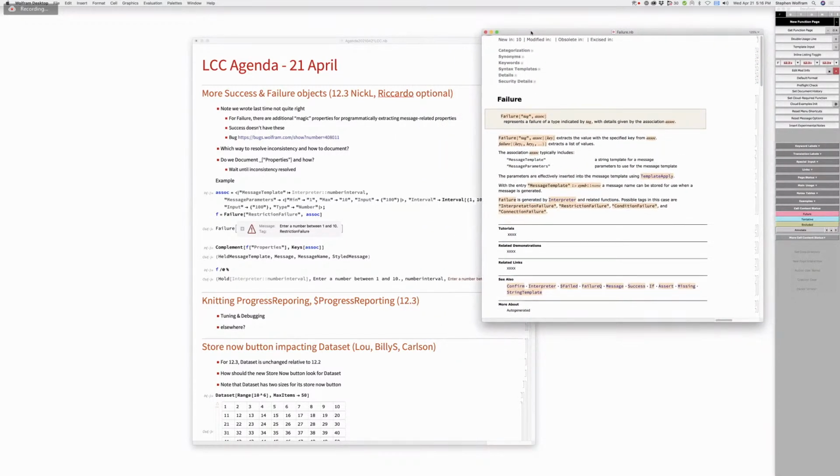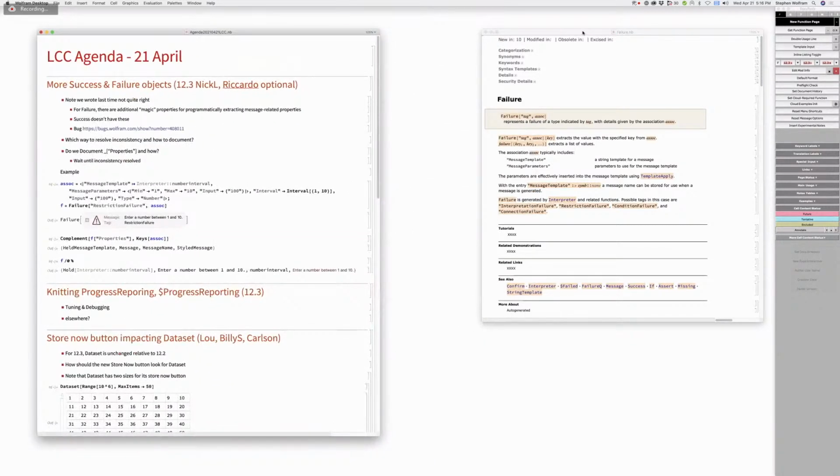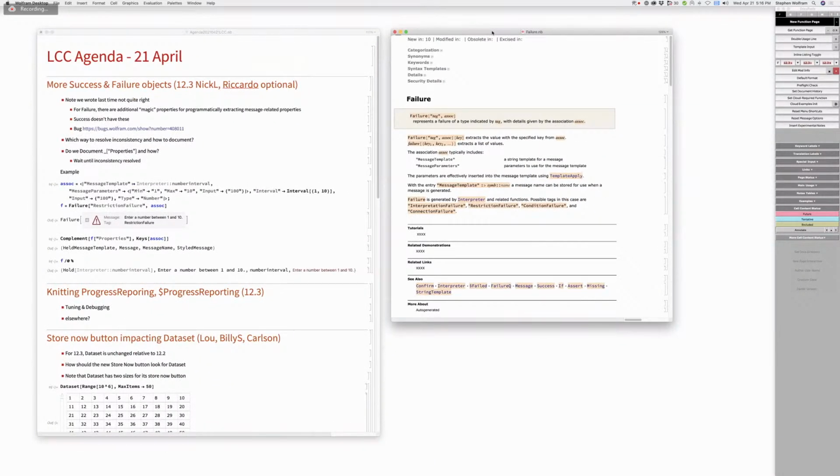But that note isn't quite right, at least for failure. It's true for success, but not for failure, because failure has these additional magic properties that don't come from the association. In particular? Well, they're listed in the agenda there: hold message, template message, message name, styled message. I see. They might vary a little bit, but they're all message related. Okay, well then why don't we just say prop there? Extracts a certain property. Part of it is the tag, the keys in the actual failure association. Another, in addition, there's blah blah blah.